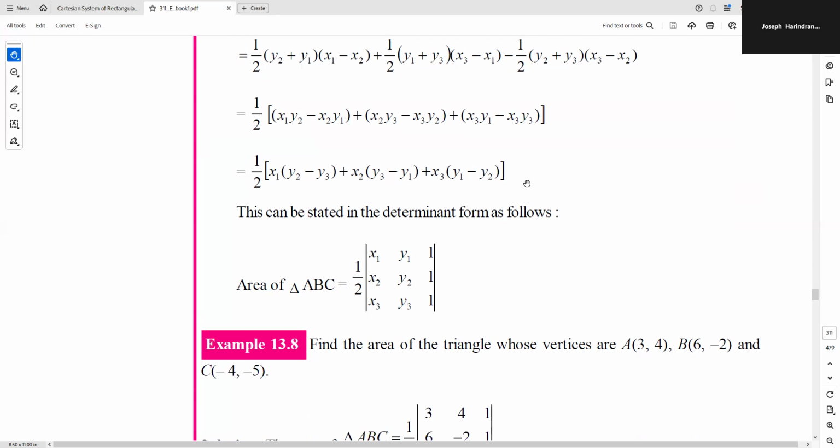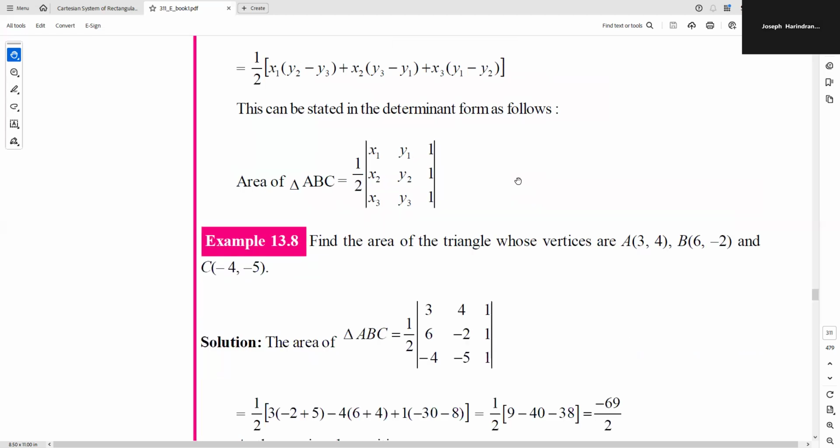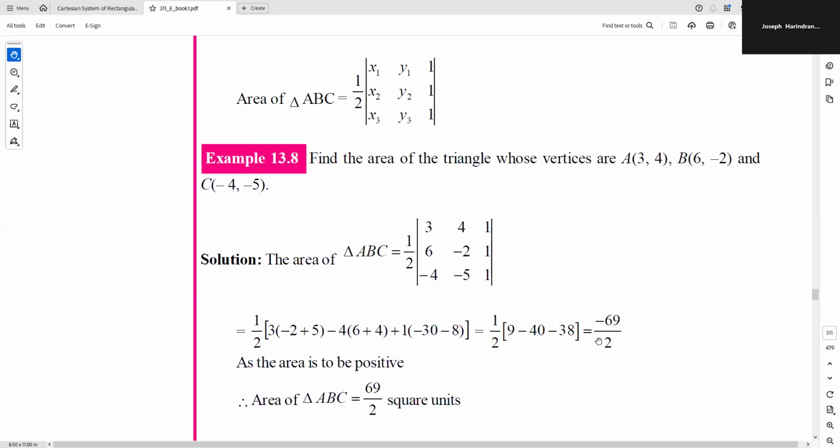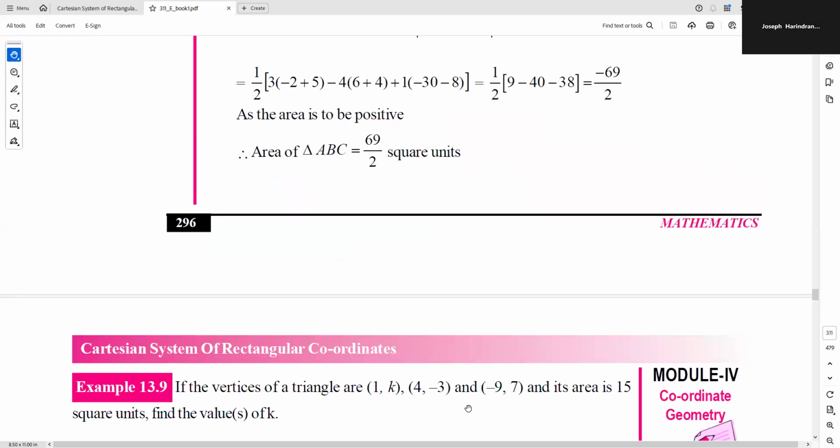Again, area is only a modulus, so it doesn't have a sign. You may get a negative sign in between, but area cannot be negative, so we take only the positive value, the value without sign. So that's how it happens. Here, in this example we get minus 69 by 2. It is nothing but 69 by 2. We take it as the positive value itself, and we should write it as square units because the area is in square centimeters, square meters, and so on. So this is about the area of a triangle.